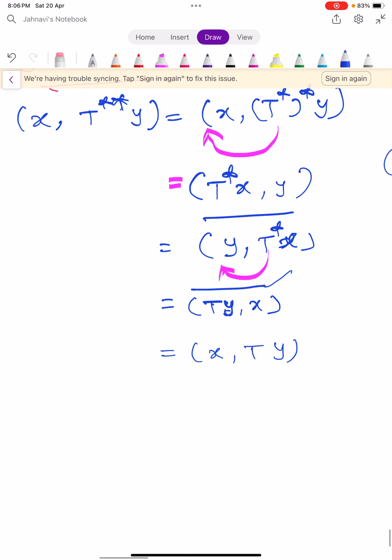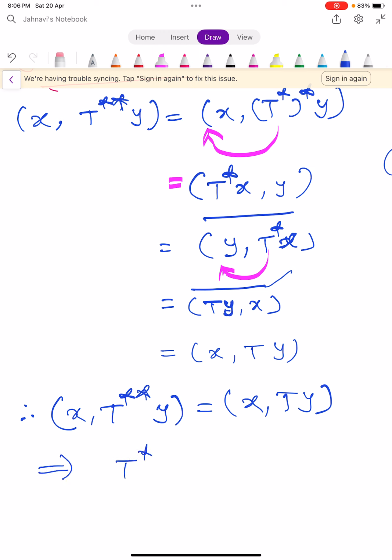So we prove simply that the inner product of x comma T double star y is equal to the inner product of x comma Ty, which trivially implies that T double star is equal to T, which is the required fourth property.